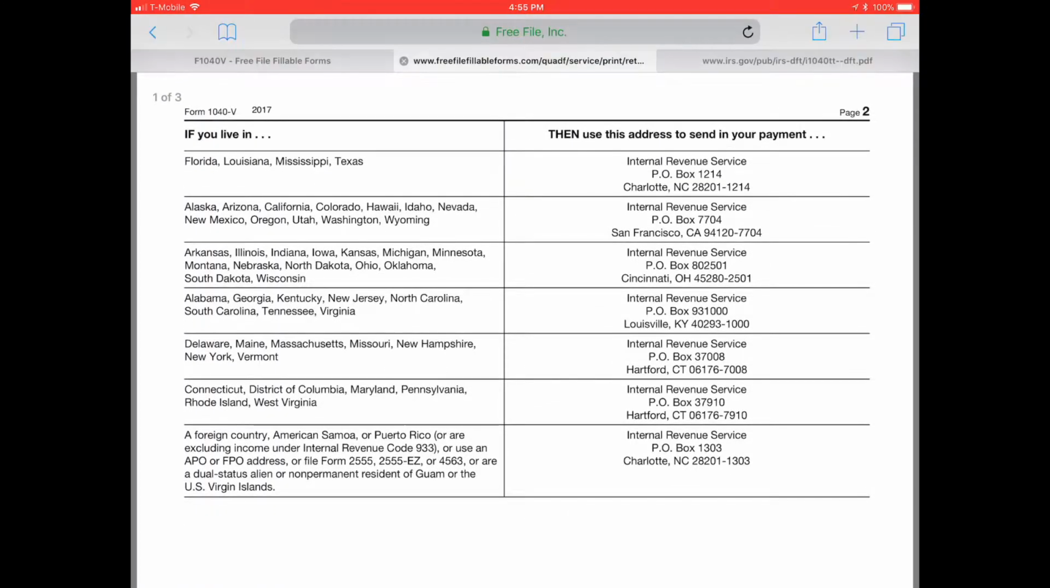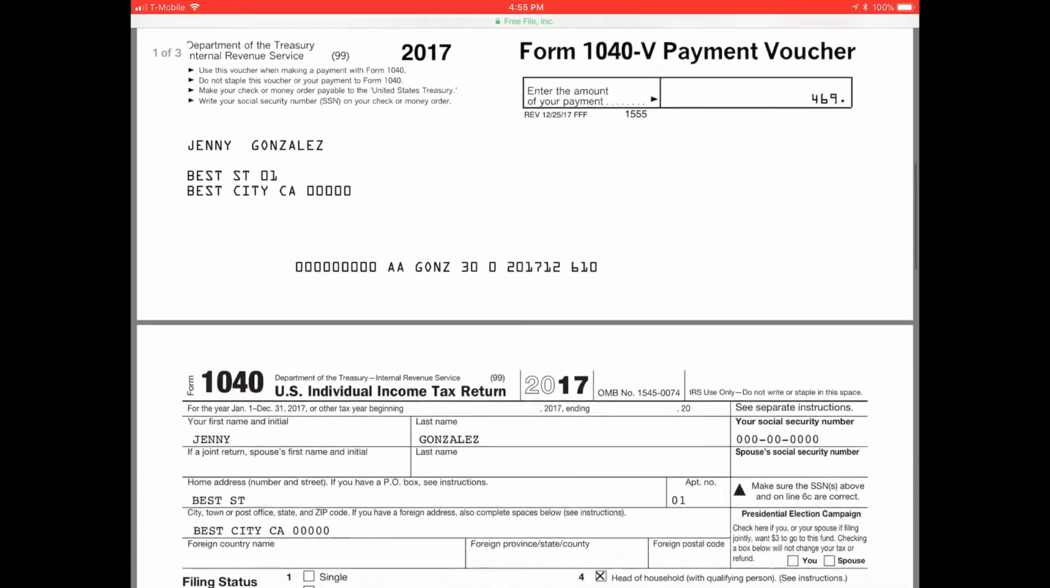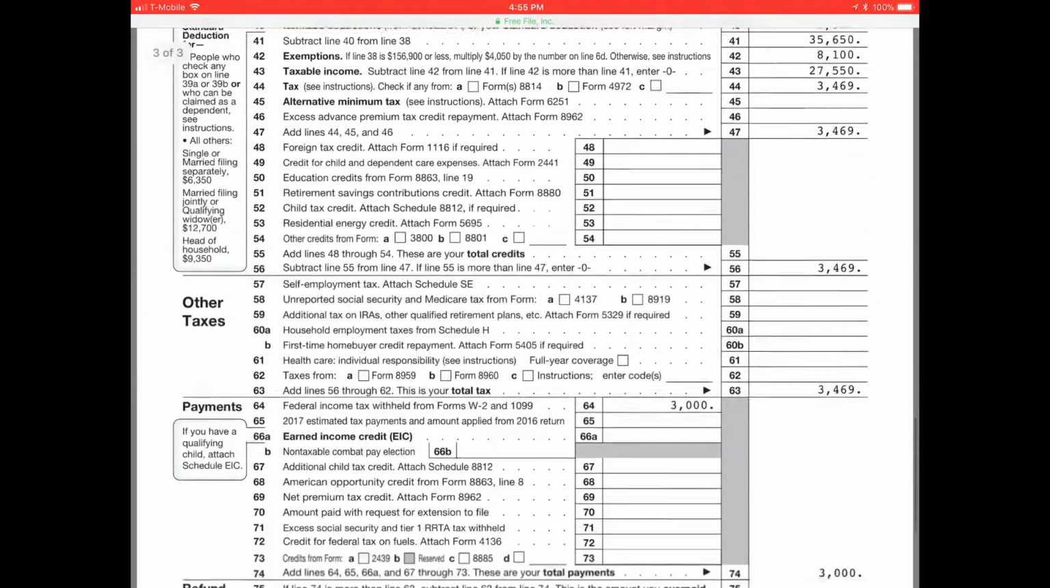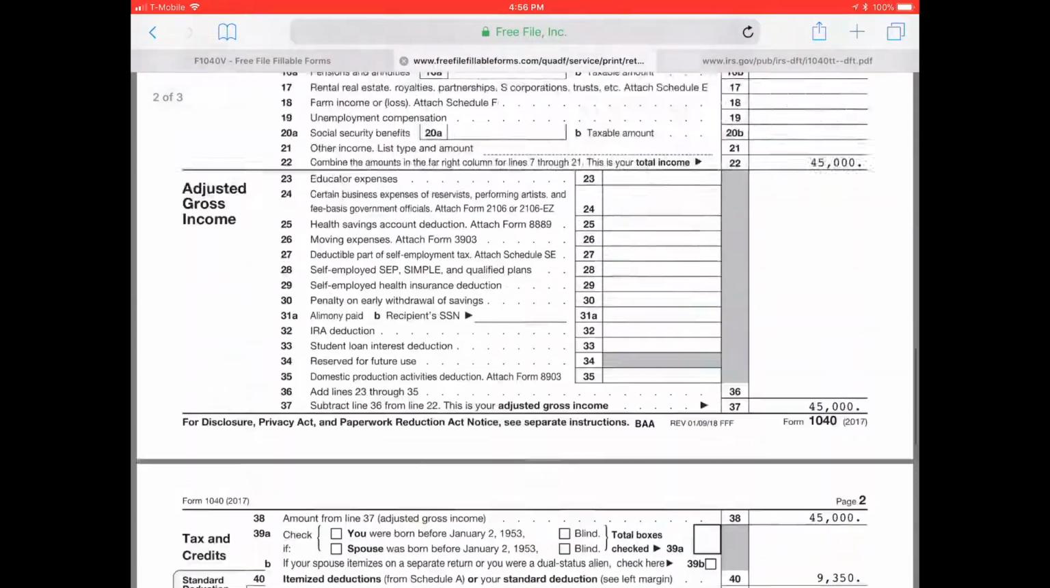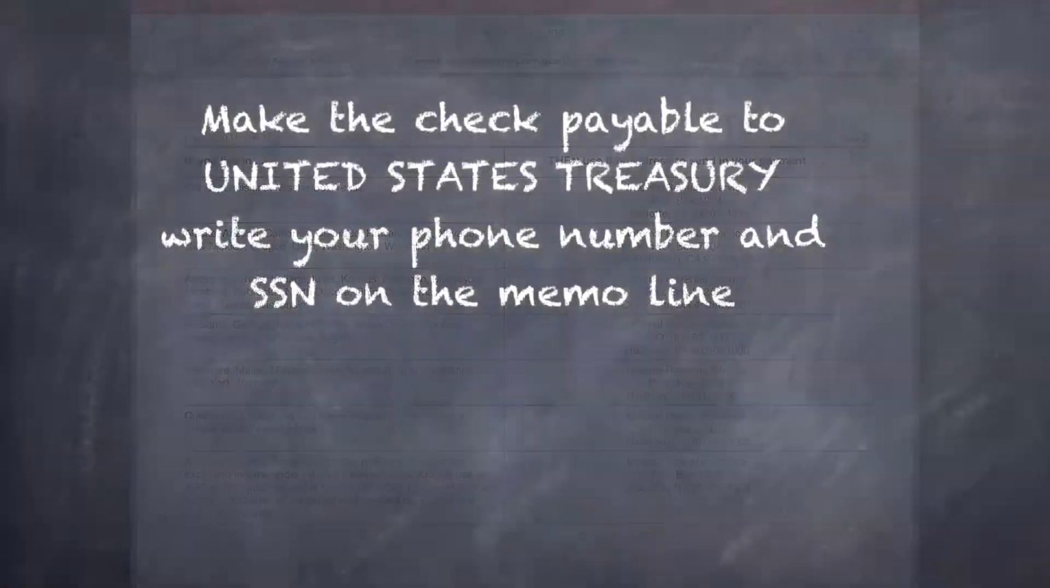And this is it. The return is generated and is ready to be printed and mailed to the IRS. And depending on the state you live in, that's where you mail it.